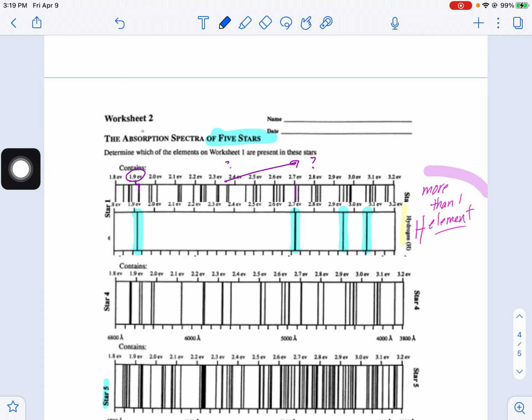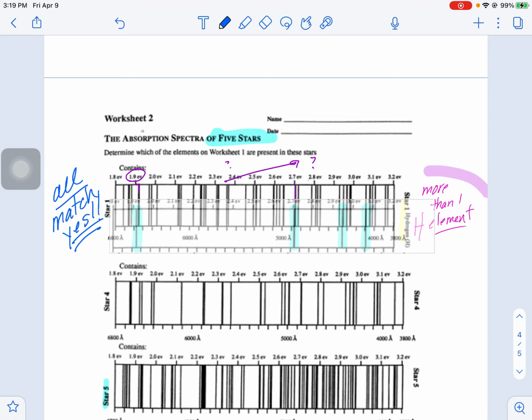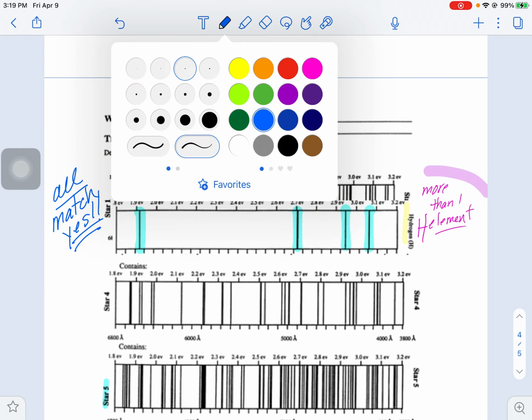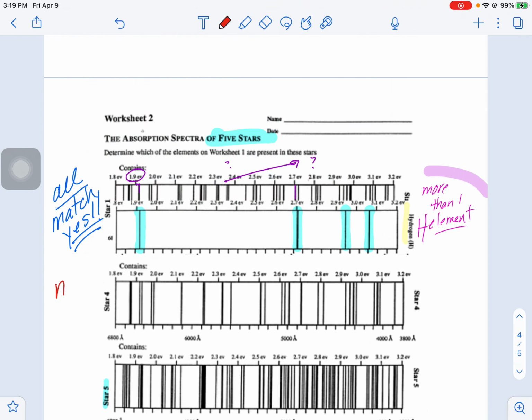So when we see the pattern that shows all spectral lines matching, we know then, yes, that element is found within the star. If I were to go to match this up and find that not all spectral lines match up, then I would know, no, that element is not part of that star's composition.